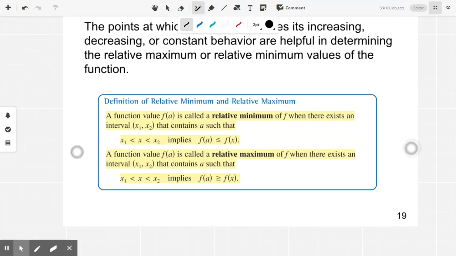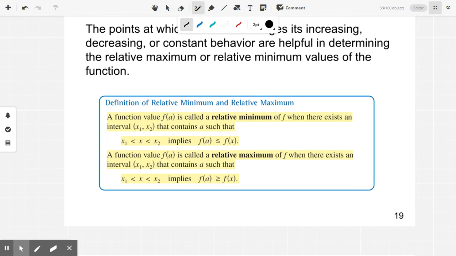All right. Now this makes it seem a little bit difficult. It says a function value f of a is called a relative minimum of f where there exists an interval x1 to x2 that contains a such that x is in between those two. The x-coordinates in between those two in that interval, and f of a is less than f of x. That's a relative minimum. Relative maximum is just the same. All right. Now, can you wrap your head around that? This doesn't really even make a whole lot of sense to me. I understand it, and I can work through it, but let me show you what that really means.